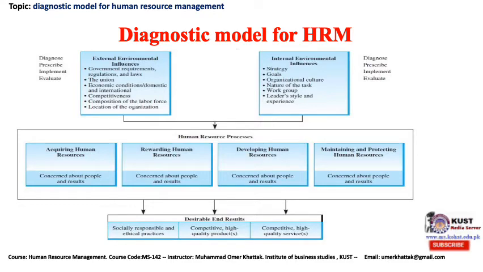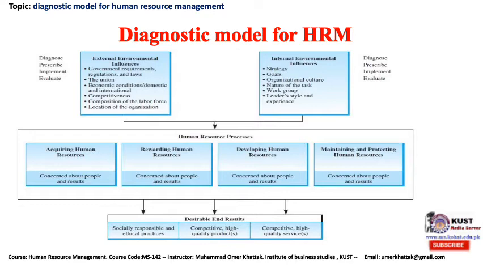Now, what are the processes that are being affected by these influences? The processes are acquiring human resources, where we select and recruit human resources, rewarding human resources, providing compensation and benefits, developing human resources, providing trainings and development programs, and maintaining and protecting human resources, abiding by the labor laws and providing safety and security to the human resources. And the desirable end results are socially responsible and ethical practices, competitive and high quality products, competitive and high quality services.